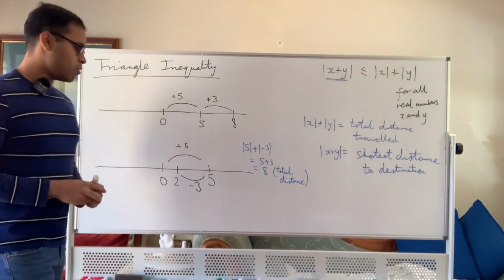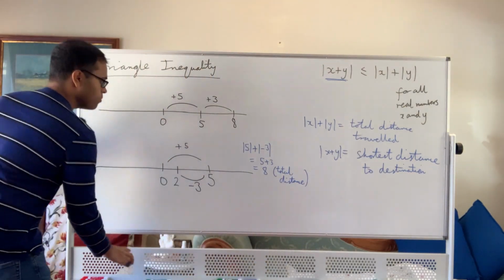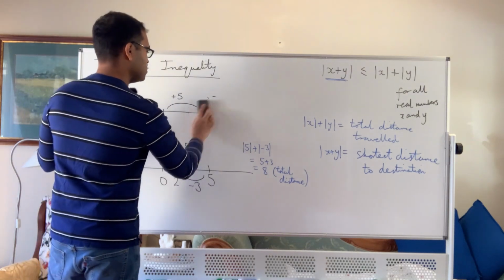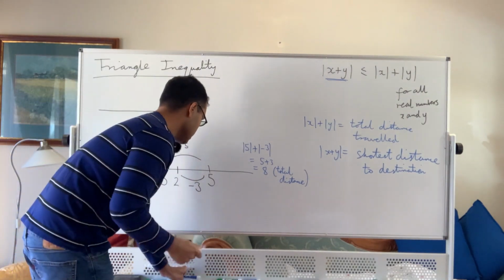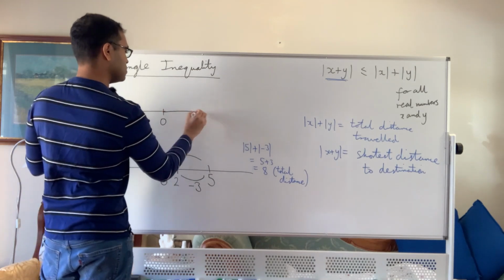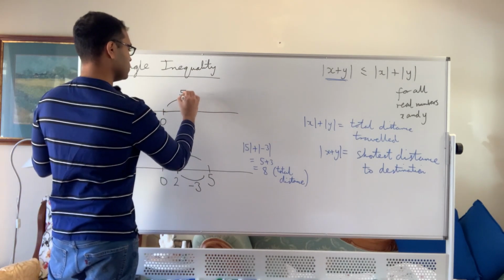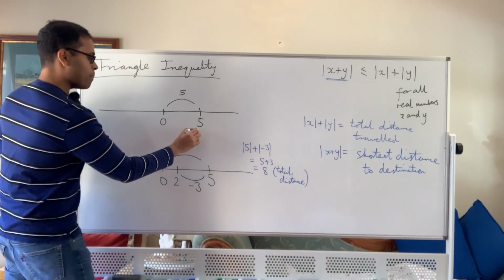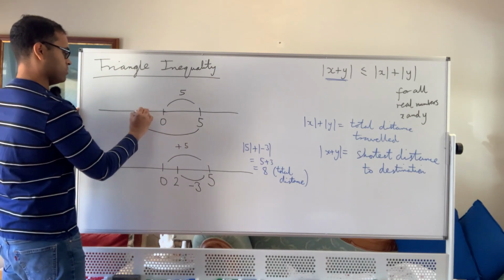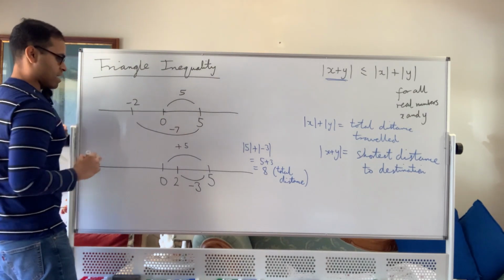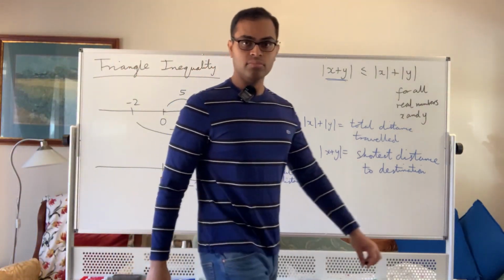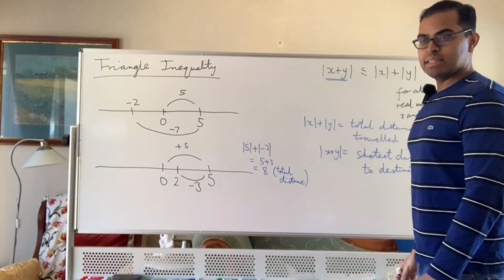I will highlight all these points as we go along, but let's talk about one more example here. So I'm just going to erase this and talk about the example I just referred to, which is, suppose you go 5 units to the right, and then you go minus 7 units to the left. Okay, so minus 7 units all the way to the left, so you'll go 5 minus 7, which is negative 2. What does the triangle inequality say here?